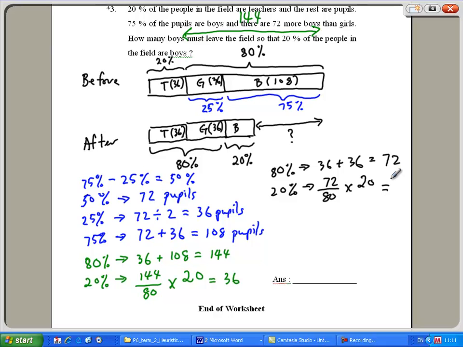That will give us 18. Right. So in the end, it's going to be 18 boys only. So how many must leave the field? Well, we have 108 boys at first. In the end, there has got to be only 18 boys. So 90 boys must leave the field. So the answer is 90.